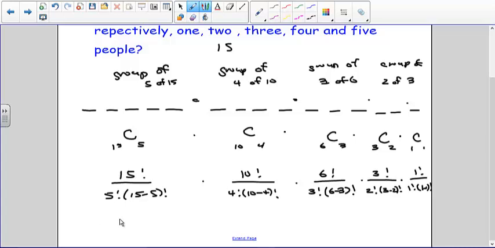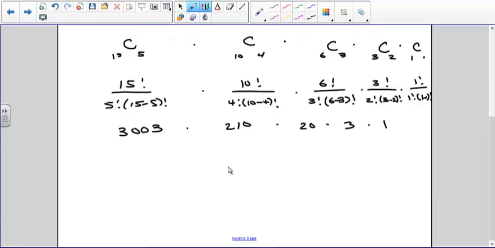Okay, so if you do this calculation, you get 3003. Now what we'll do is we'll just change the numbers here. And this one is 210. And this one is 20, and this one is 3, and this one is 1. I'll explain why this is 3 in a minute. And so you multiply all those things together.